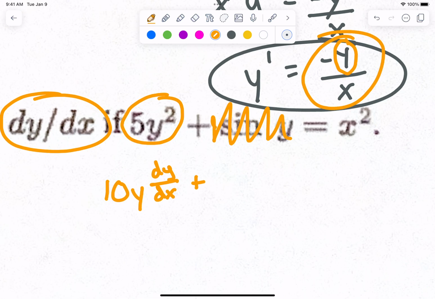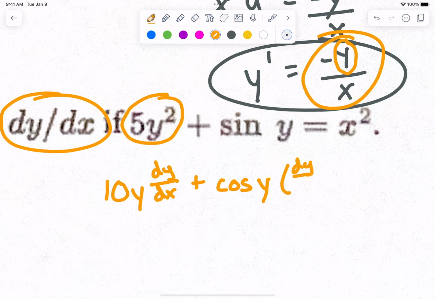Okay, plus, all right, now let's deal with the sine. What's the derivative of sine? The derivative of a sine is cosine, okay? Cosine y, but then we have to take the derivative of the inside. dy dx. The derivative of y is dy dx. So dy dx, okay? Equals, what's the derivative of x squared? 2x. 2x, dy dx, technically dx dx, right?